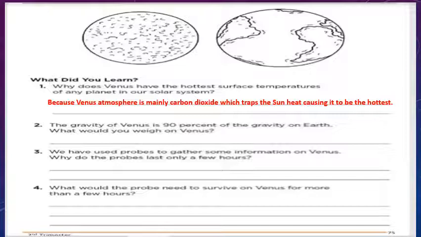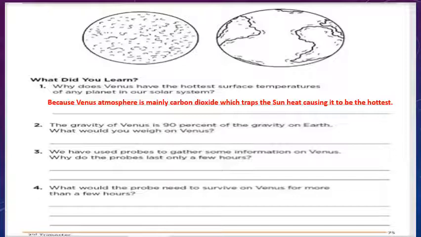The next one: the gravity of Venus is 90% of the gravity on Earth. What would you weigh on Venus? I think you took something related to gravity last year in year 4. So I just want to refresh your memory that gravity on Earth is 9.8. We sometimes estimate it as 10 to make calculations easier, but we're going to go with 9.8. So the gravity on Earth equals 9.8.